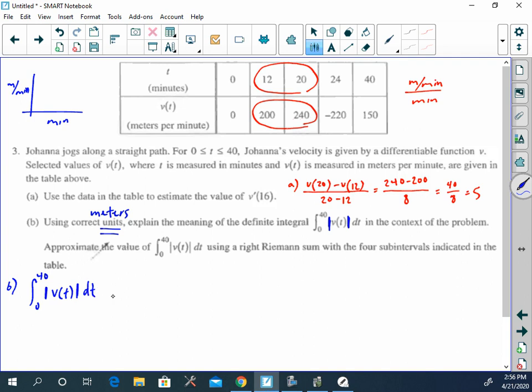It would be the total distance traveled in meters. Let's see here. So that's the total distance traveled in meters, and that's how far she's jogging. So it's the total distance Johanna jogs, in meters, from time t equals 0 to t equals 40 minutes.